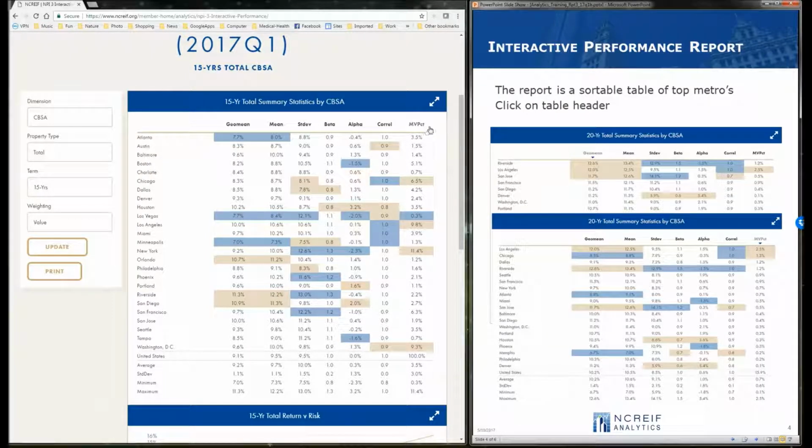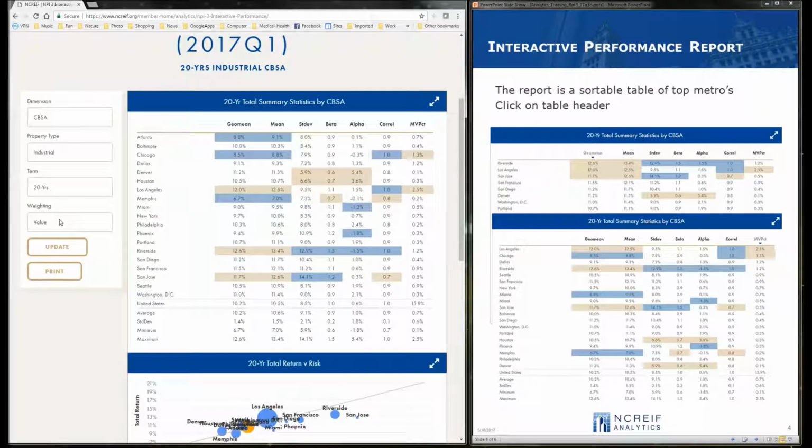Change the property type to industrial and the term to 20 years. Click Update. Notice how the number of metro areas shrunk. This is because there aren't enough properties to construct an industrial index for 20 years for the smaller CBSAs. NCREIF Analytics uses the standard 2013 Census Bureau definitions of CBSAs, or core-based statistical areas.